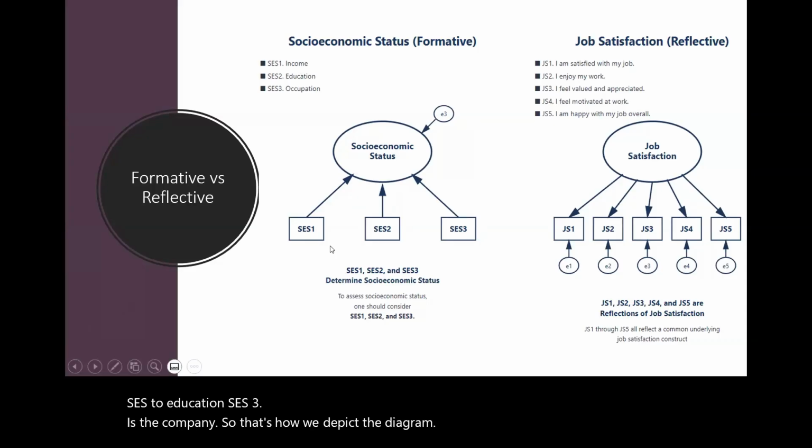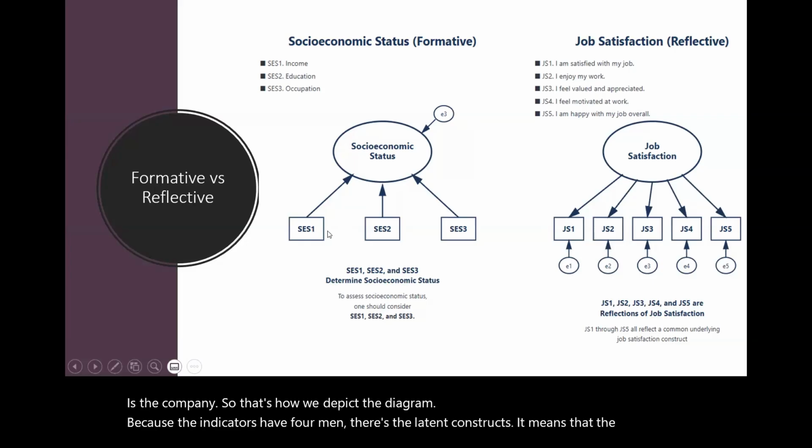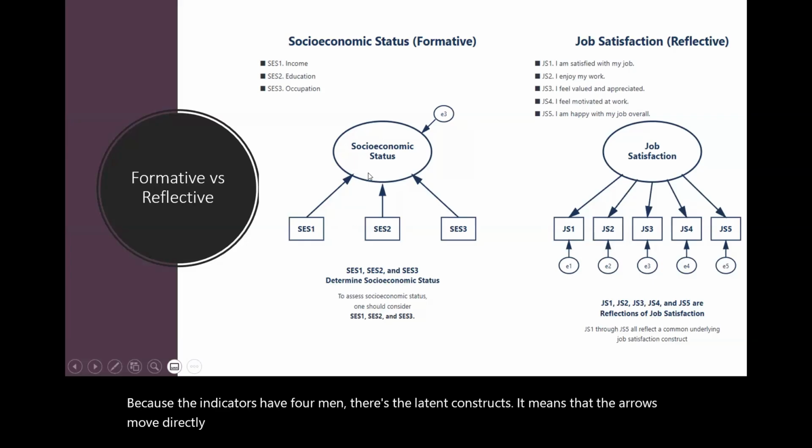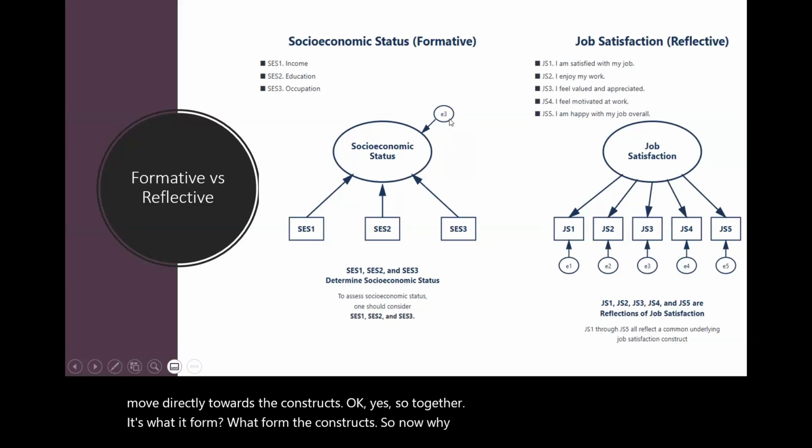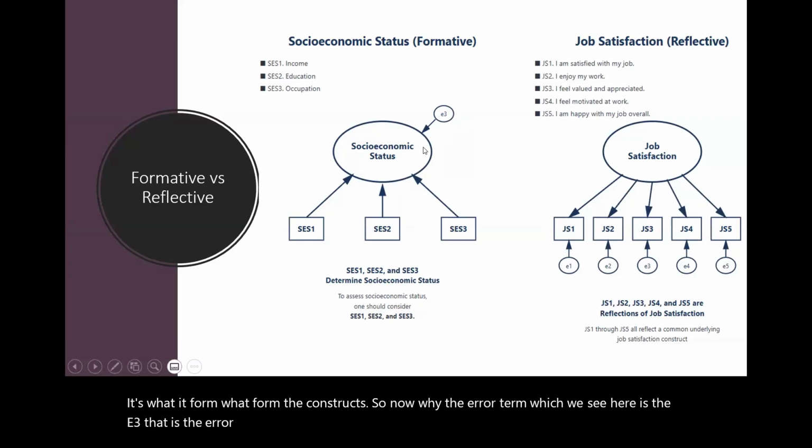Because the indicators are forming the latent constructs, it means that the arrows move directly towards the constructs. So together is what forms the construct. Normally the error term, which we see here, is the E3. That is the error term. The error term here is normally found within the construct as a whole.